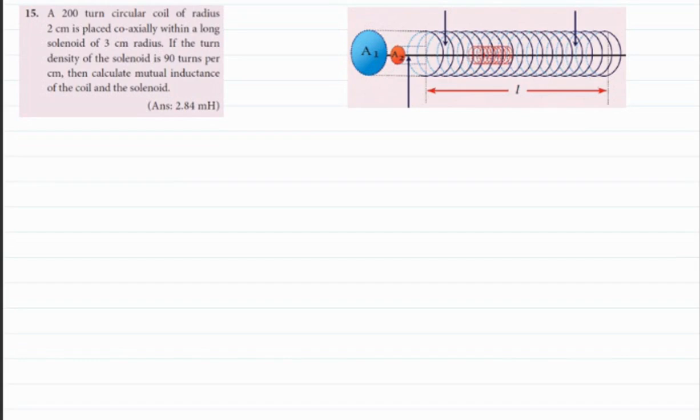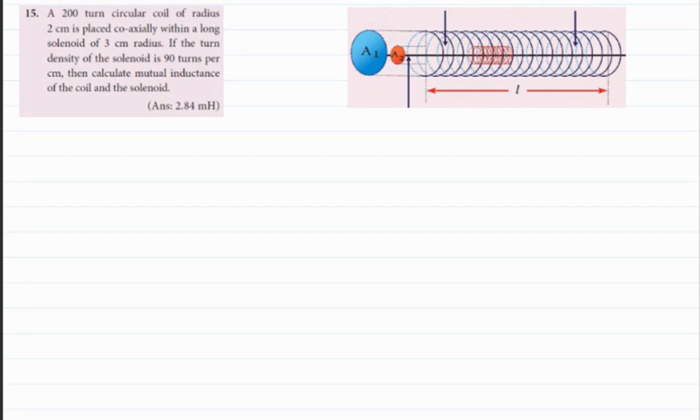Question number 15. A 200 turn circular coil of radius 2 cm is placed coaxially within a long solenoid of 3 cm radius. If the turn density of the solenoid is 90 turns per centimeter, then calculate the mutual inductance of the coil and the solenoid.